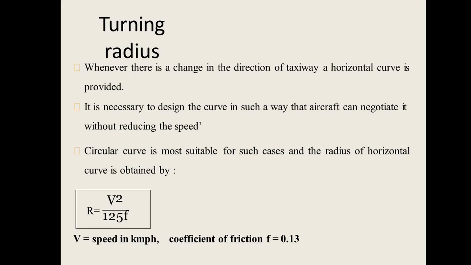Turning radius. Whenever there is a change in the direction of a taxiway, we have to provide a horizontal curve similar to what we provide in roads. A circular curve is more suitable for such cases, and the radius of the horizontal curve is obtained by R = V² / 125f, where R is the radius of the circular curve and V is the speed of the aircraft in kilometers per hour. The coefficient of friction f is equal to 0.13.